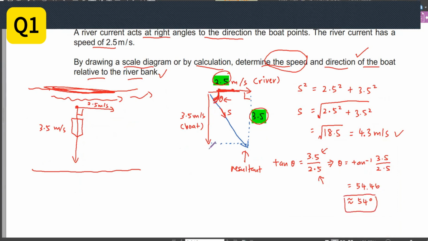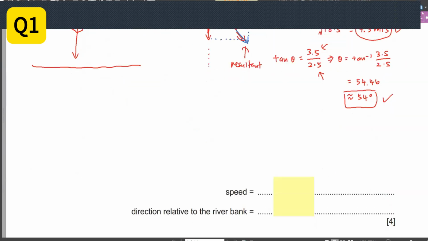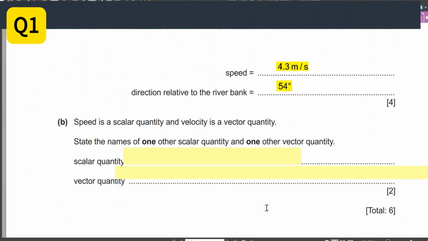So when we have two speeds controlling the boat, overall the boat will be moving at a new speed in a different direction. Not here, not here, but the resultant speed. So that's the idea. Again, we have a vector, so we have the magnitude of the speed itself and also the angle. So these will be the answers we insert here: 4.3 meters per second, angle 54 degrees relative to the river bank.